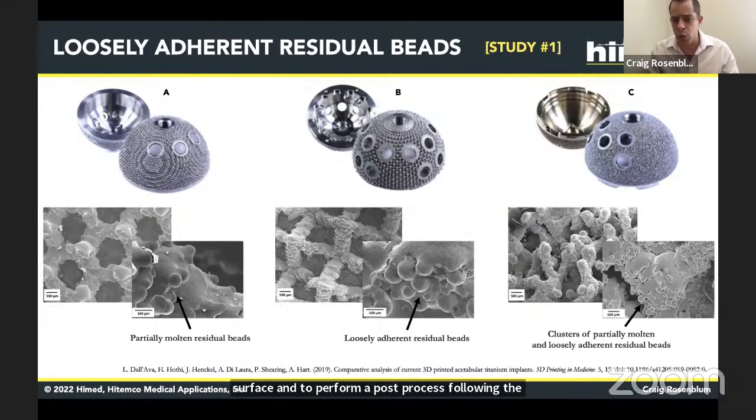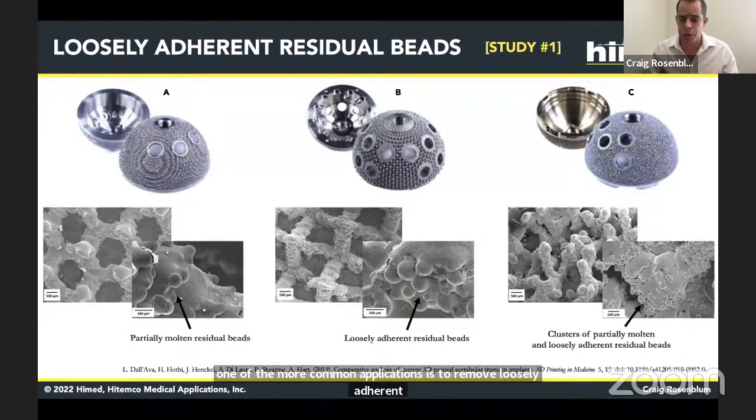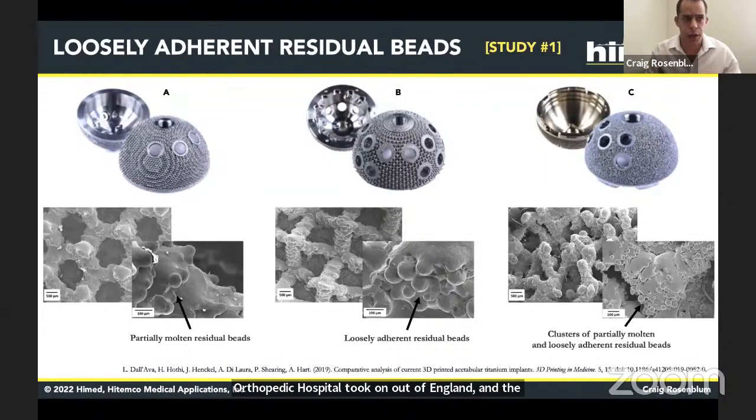So the first and certainly one of the more common applications is to remove loosely adherent residual beads on the 3D printed surface. So the images that you see here are part of a study back in 2019. And this was a study that Royal National Orthopedic Hospital took on out of England. And the authors of this study alleged that this was the first study that compared the design of 3D printed acetabular cups. So they were not focusing on any clinical ramifications directly, but they were looking into differences in the surface. And you can see these are 3 different cups produced additively by 3 different manufacturers.